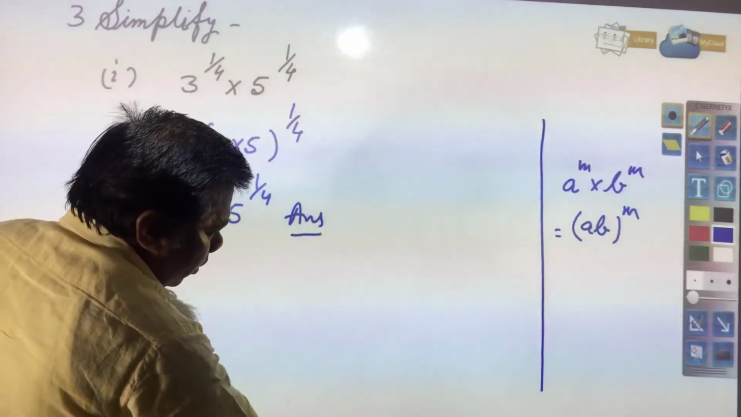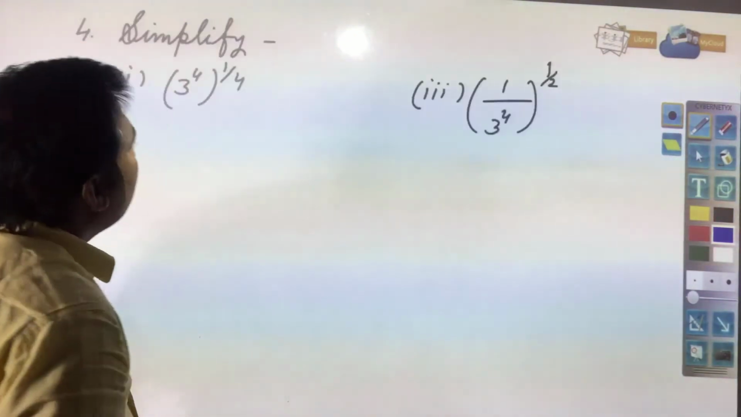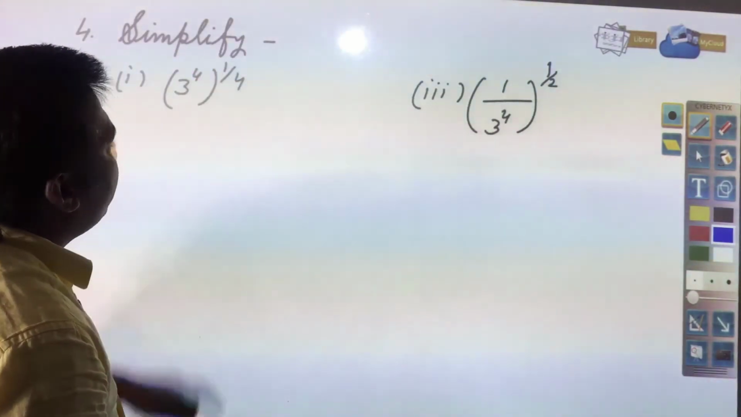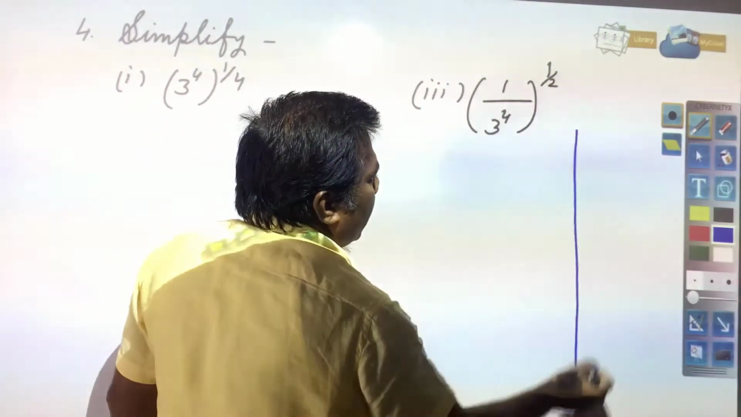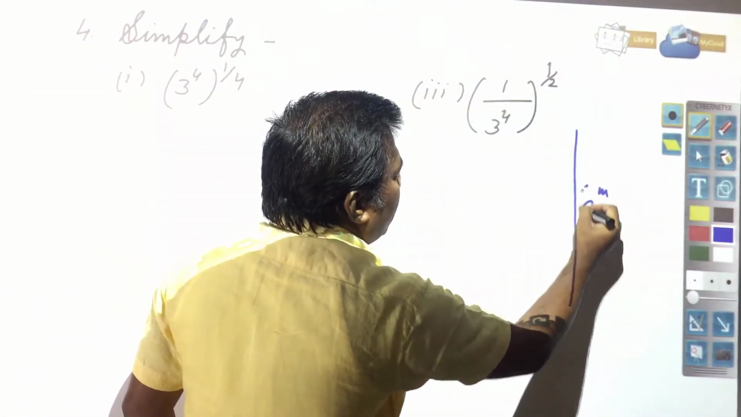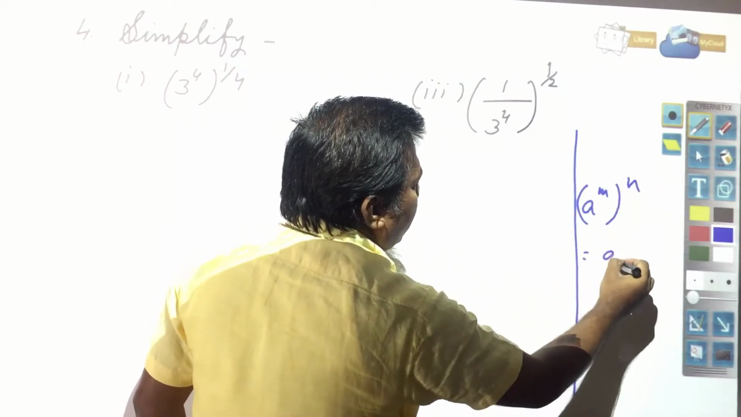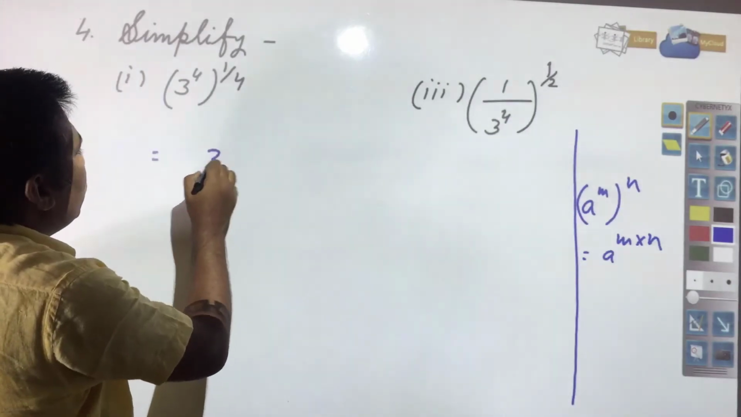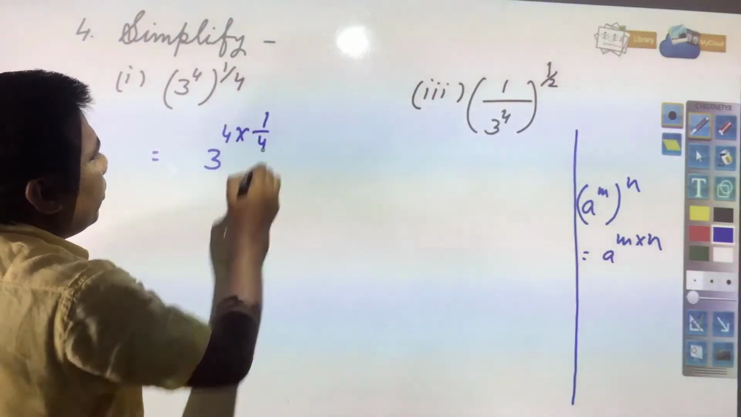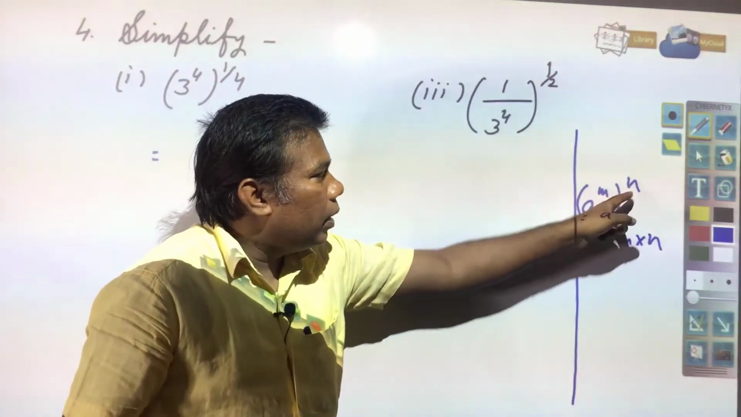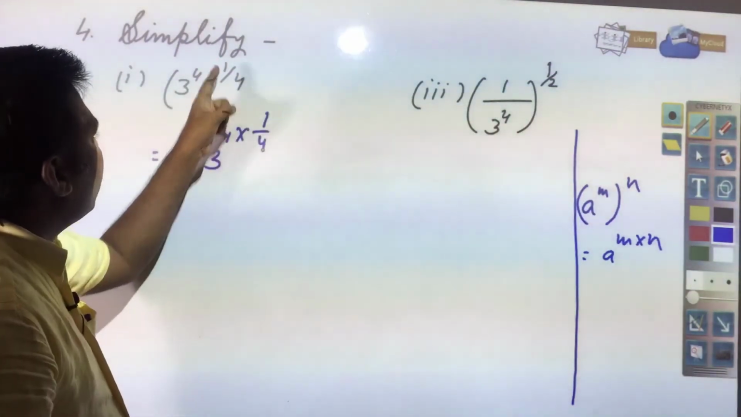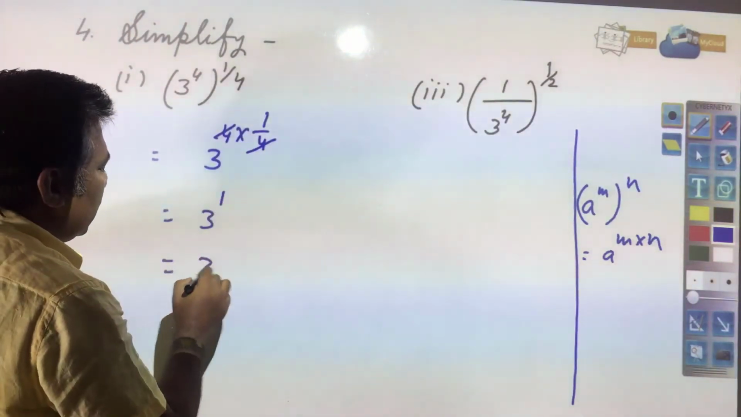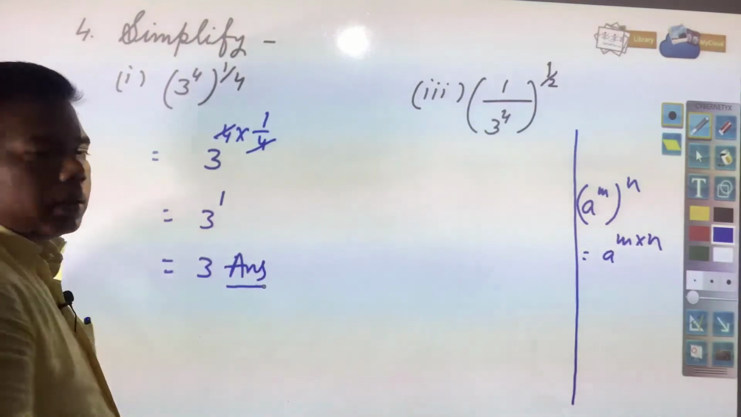Next you have, simplify 3 to the power 4 to the power 1 by 4. Again you have the formula a to the power m to the power n will be a to the power m into n. So, here you will have 3 to the power 4 into 1 by 4. m and n will be multiplied, 4 and 1 by 4, so this will be cancelled, 3 to the power 1 means 3, and this will be your answer.